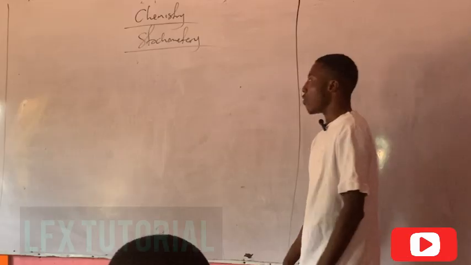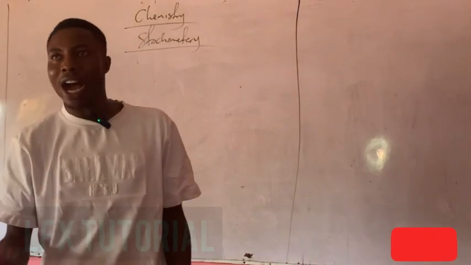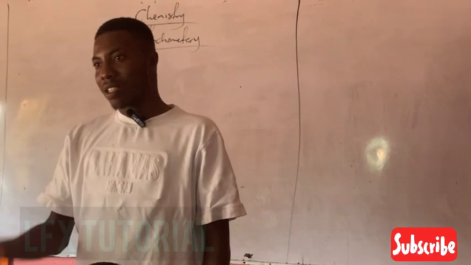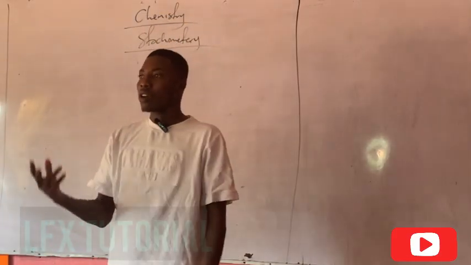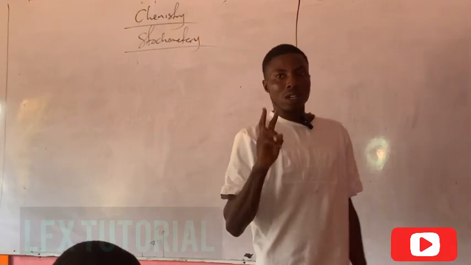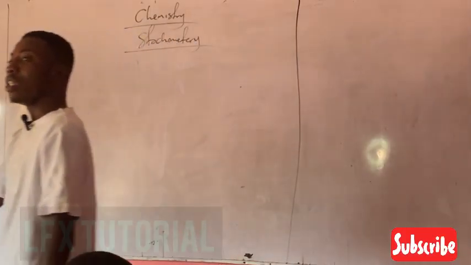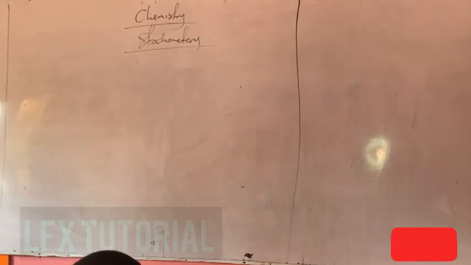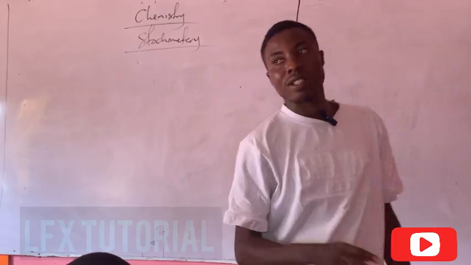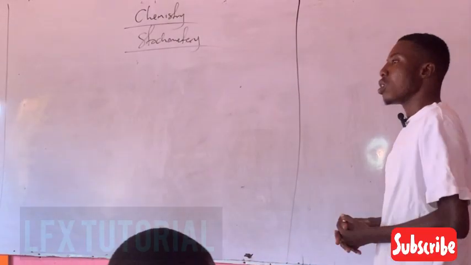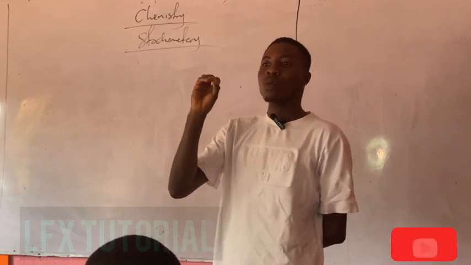Now let's kick off. In chemistry, we have two major types of analysis, or experiments, that we carry out: quantitative analysis and qualitative analysis. When we talk about quantitative analysis, it is an analysis we do to determine quantity, to determine volumes.